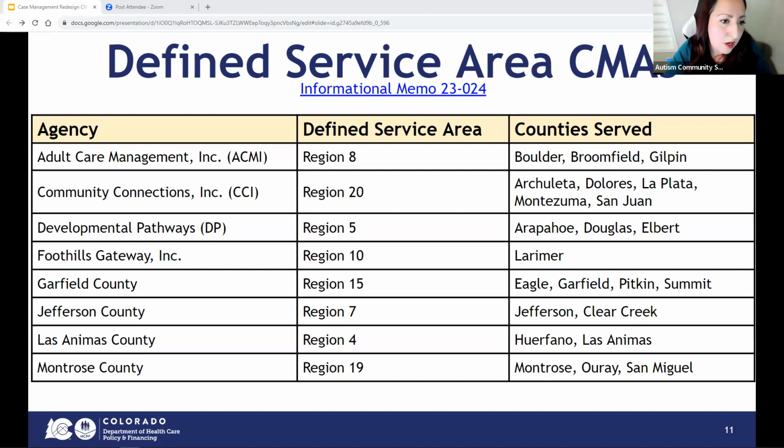This is one half of what our new defined service areas look like. If you're living in these different areas, in these counties, these are your new case management agency. Region 8 is Adult Care Management Inc., or ACMI. Region 20 is Community Connections, or CCI. Region 5 is Developmental Pathways. Foothills Gateway is Region 10. Garfield County, Region 15. Jefferson County, Region 7. Los Animas, Region 4. Montrose County, Region 19.